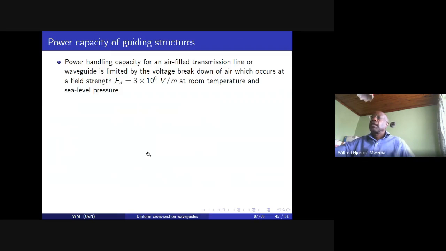So what would be the power capacity in the guiding structure? How much power do we have? The power handling capacity of an air-filled transmission line or waveguide will be limited by the voltage breakdown of the dielectric that is between the conductors. And this will occur, for hollow waveguides, at a field strength of ED equal to 3 times 10 to the 6 volts per meter at room temperature and sea level pressure.